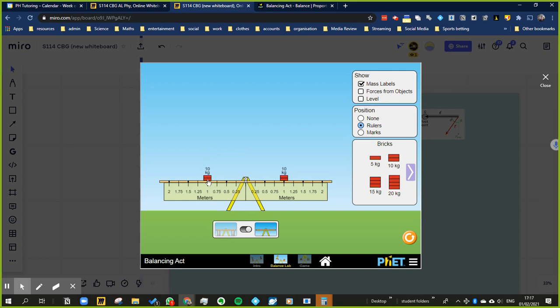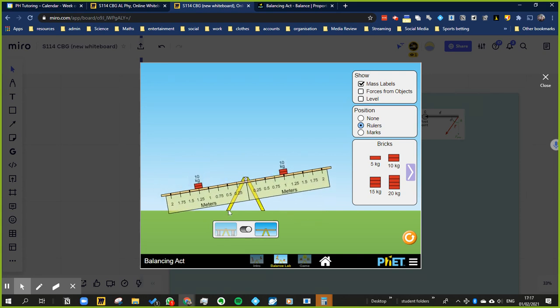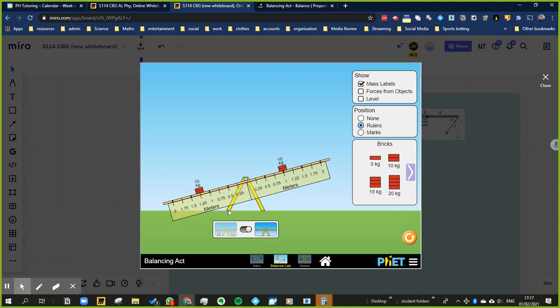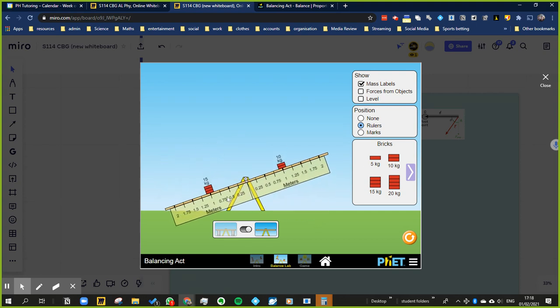If I change the distance, then it's no longer balanced. The anti-clockwise turning effect is greater than the clockwise turning effect, and so it rotates anti-clockwise. Likewise, I could increase the mass but keep the distance the same, and again, it's not balanced because the turning effects aren't balanced.